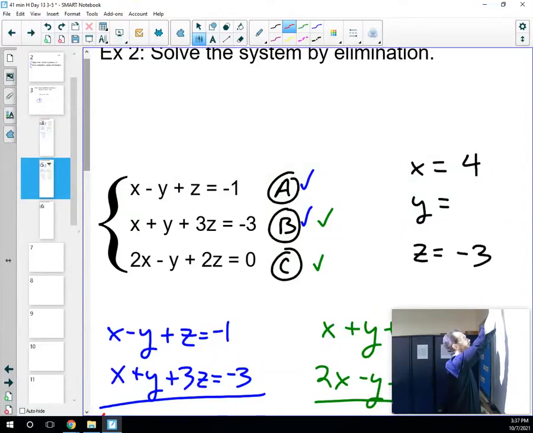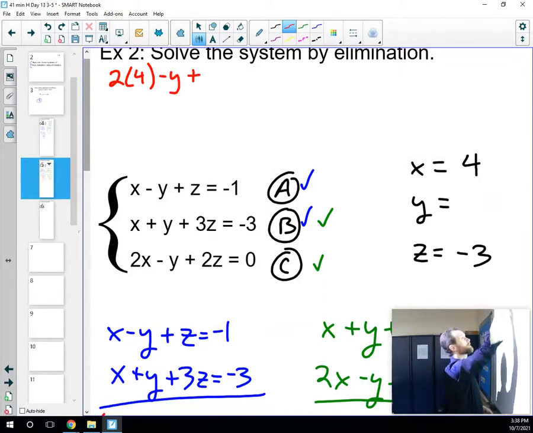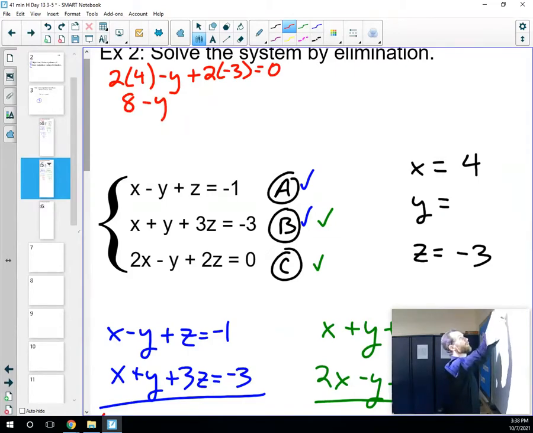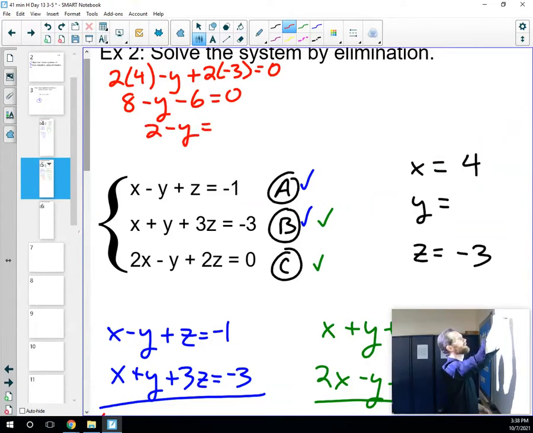So we get 2 times x, which is 2 times 4, minus y, that's what we're looking for, plus 2z. So it's plus 2 times -3, and that's going to equal 0. Then we just run through our algebra 1. So 2 times 4 is 8, minus y minus 6 equals 0. So we get 2 minus y equals 0.